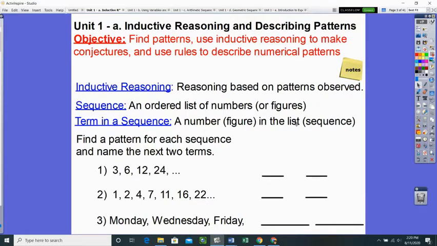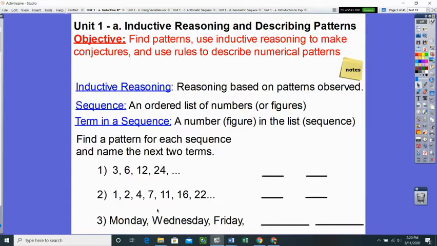So let's just look at a couple of examples. We're going to find a pattern. We're going to use inductive reasoning. We're going to look at this sequence, and we're going to name the next two terms. I just want to remind you that 3 is the first term, 6 is the second term, and so forth. So that's what a term in a sequence is. The 3, 6, 12, 24, on and on, is the sequence. So what are the next two terms? Stop a second and figure out what those two are. You can pause the video if you need to.